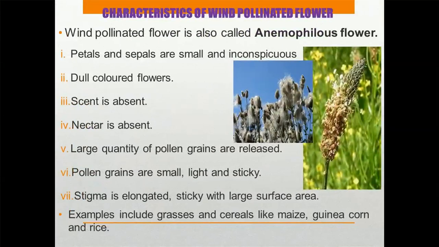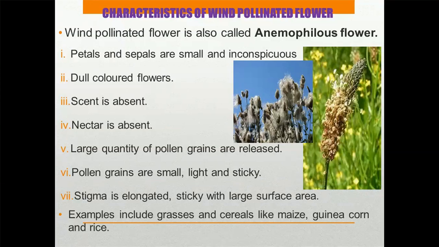Okay, let's get characteristics of wind pollinated flowers. Wind pollinated flowers are also known as anemophilous flowers. These are flowers that can only be pollinated by wind. Okay, now what are their characteristics? The petals and the sepals are small and inconspicuous. That means they are not easily seen. They are very small. Now they have dark color, so the flowers are dark colored.